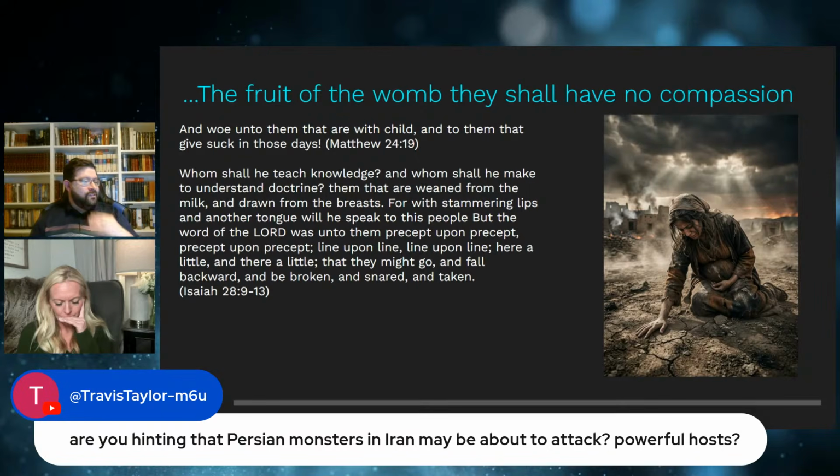Are you hinting that Persian monsters might be out? Not hinting that at all. It's just interesting. The Iran thing plays into the Medes a little bit here, but I'm not making any implications with that. Well, that and Iraq for sure. There are some weird things though, like in the CIA documents.